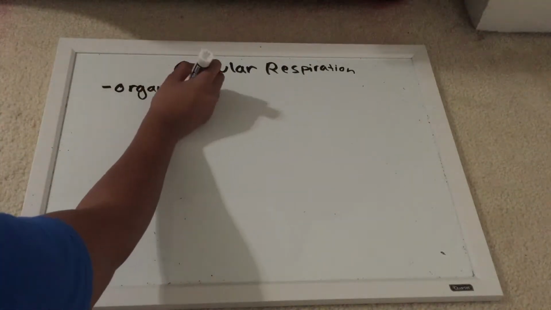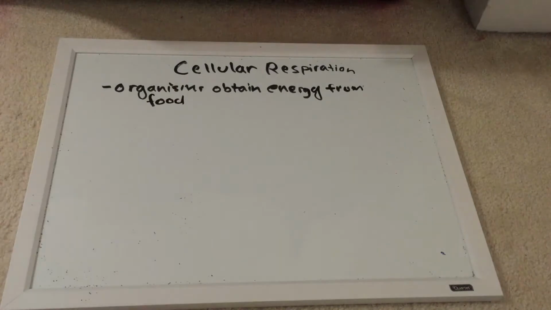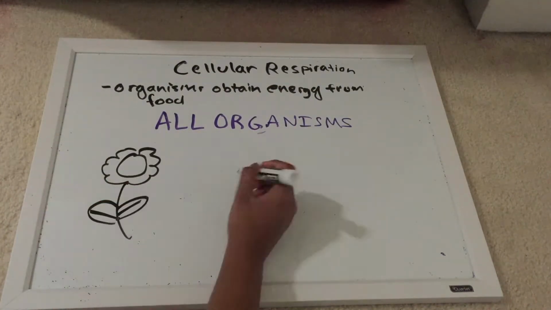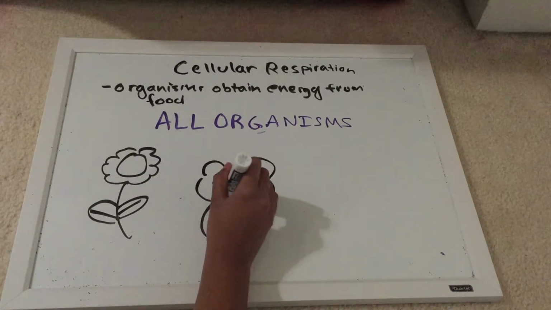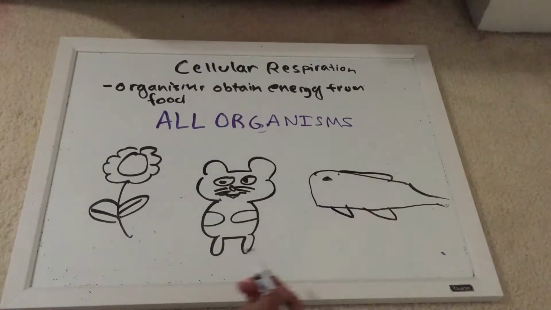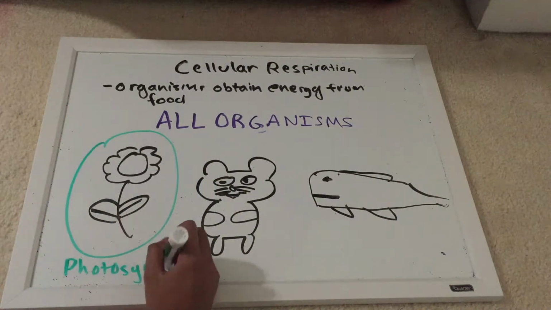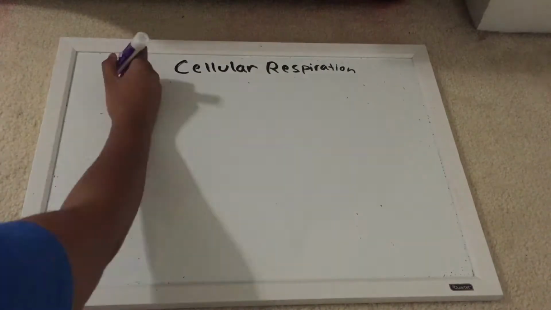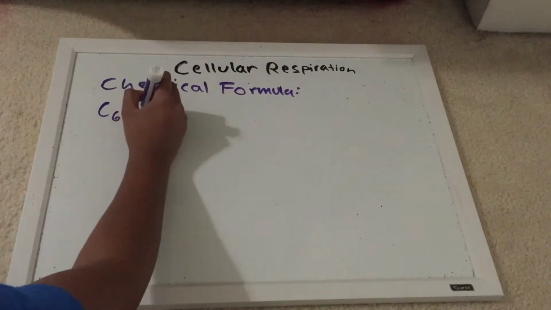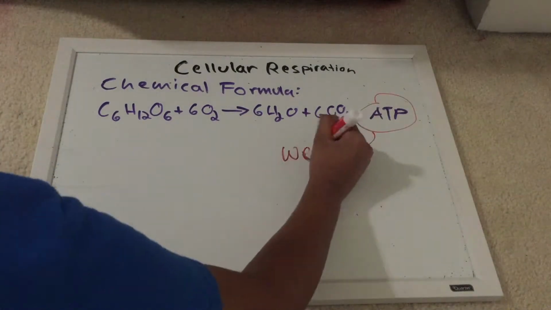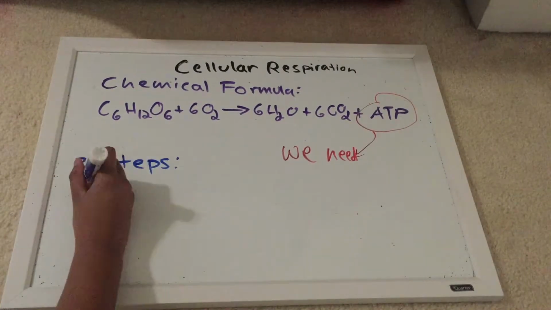Cellular respiration is just as important as photosynthesis. All organisms need to obtain energy, whether they're plants or animals. We all need energy. Photosynthesis only occurs in plants, while cellular respiration occurs in all organisms. The chemical formula is the opposite of photosynthesis. Glucose plus oxygen equals water, carbon dioxide, and energy, the thing we need.